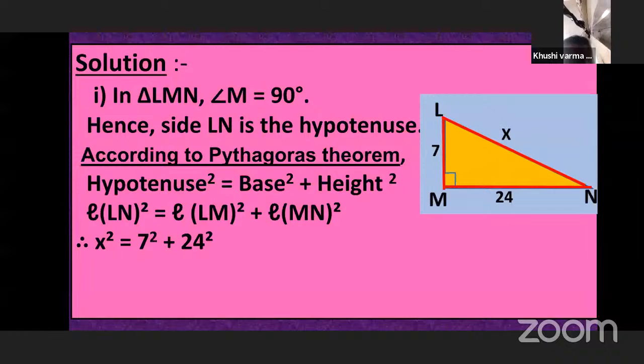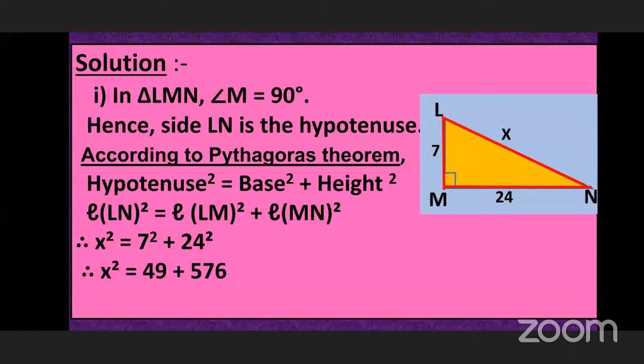So x square equals 49 plus the square of 24, which is 576. Now we will do the addition. So x square equals 625. So this is our answer, right, children?